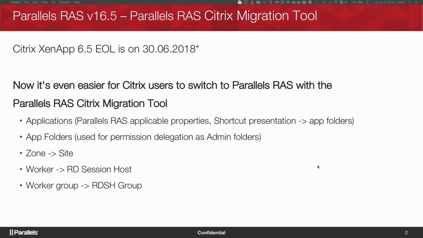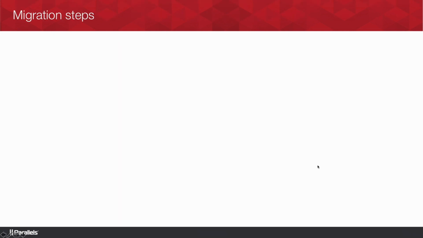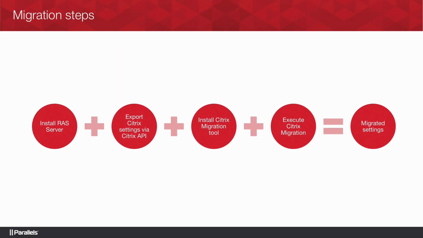So basically, what we have to keep in mind is the following. You install Parallels RAS in your farm, in the same machine or in a dedicated machine for migration. We export Citrix settings via Citrix API. Then we install Parallels RAS Citrix migration tool. Then we will execute the scripts, and then you have all of the settings migrated to your environment. This whole process should take just a few minutes.